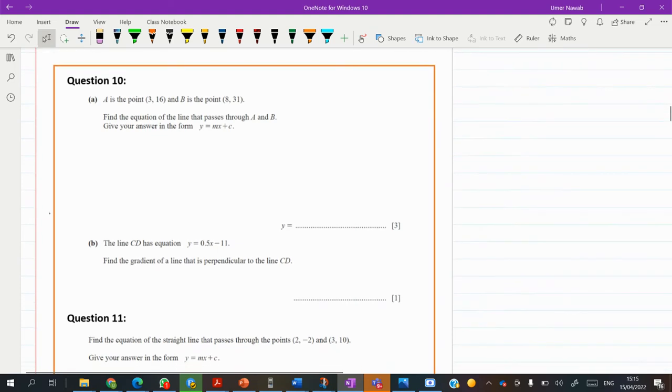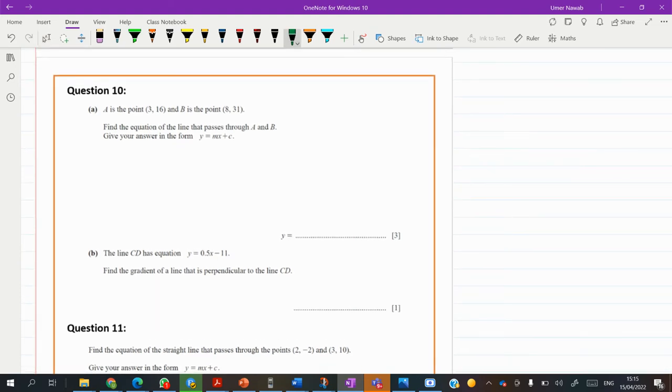Next, question number 10. He gave you the A point and the B point, and then he said you need to find the equation of a line. I can't find the equation of a line unless I go for the gradient of AB.